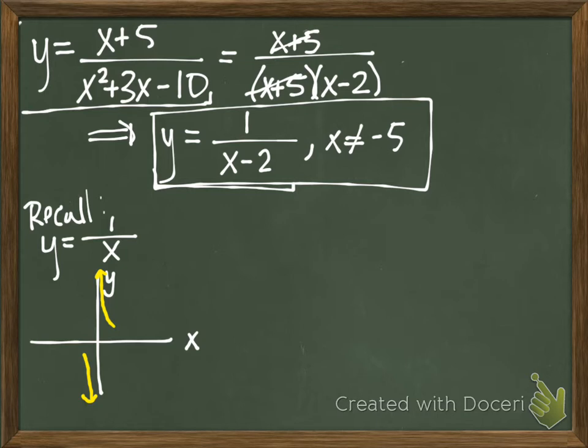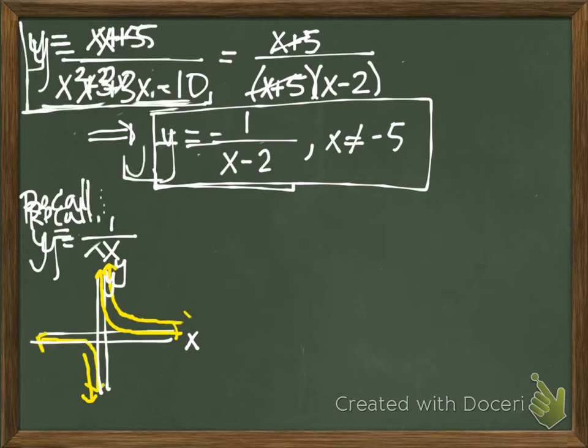Now when x gets huge, 1 divided by a huge number, well, that's going to get smaller and smaller and get closer and closer to 0. And then same thing when I'm going in the negative x direction, 1 over x, when x is negative, is also going to get closer and closer to 0.